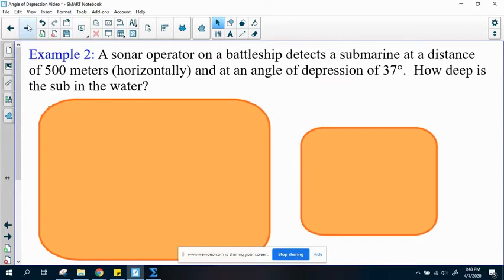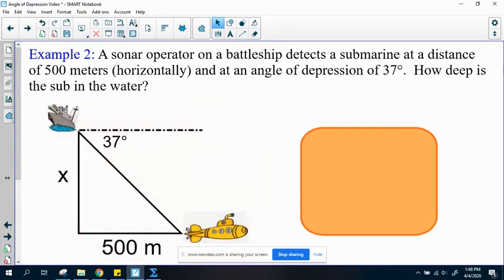A sonar operator on a battleship detects a submarine, so below it. The distance between the two horizontally is 500 meters, and there's an angle of depression of 37. So we want to know how deep is the submarine in the water. So if you let that digest, this is the picture I came up with. You have this battleship up here. It's detecting a sub. We want to know how far down is that submarine. The angle of depression to the sub is 37, and the distance between them is they're 500 feet apart.